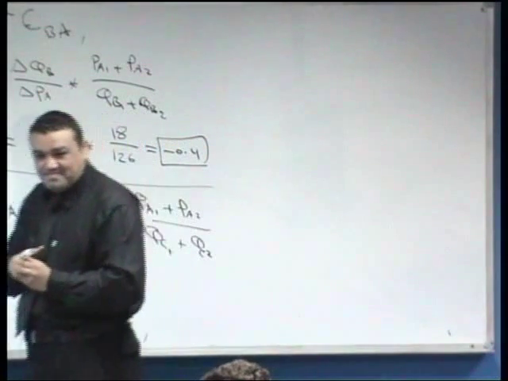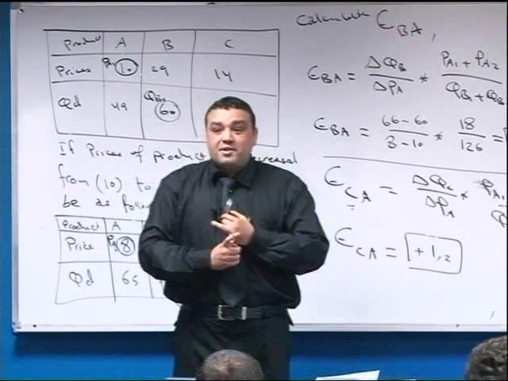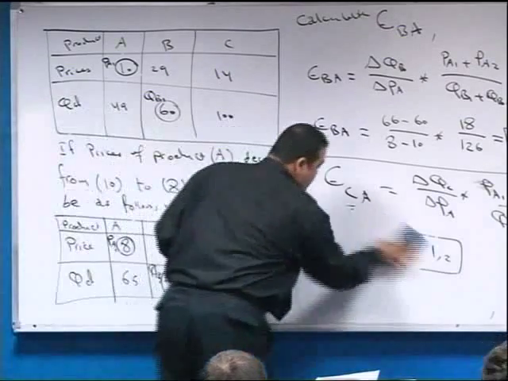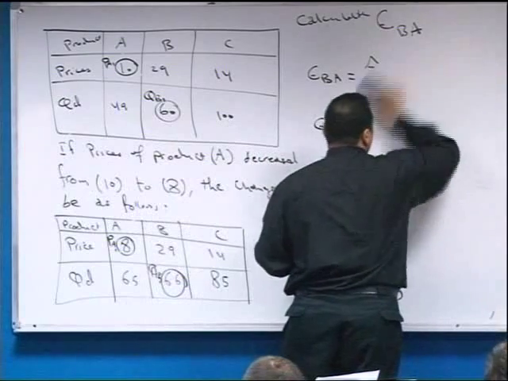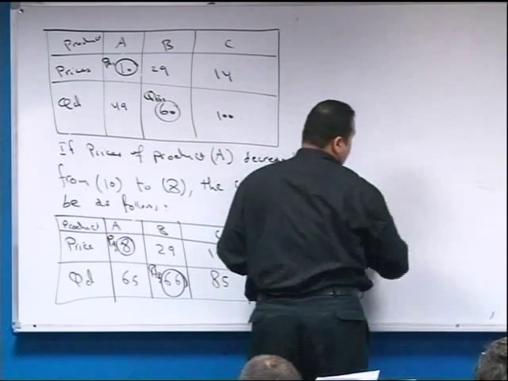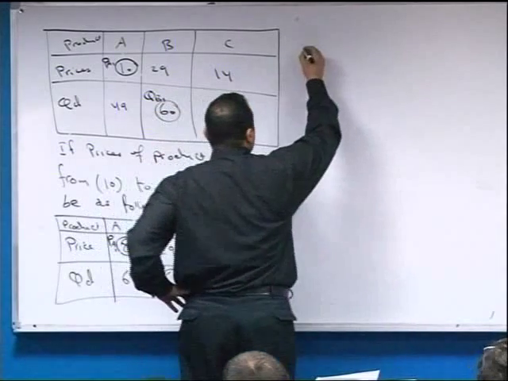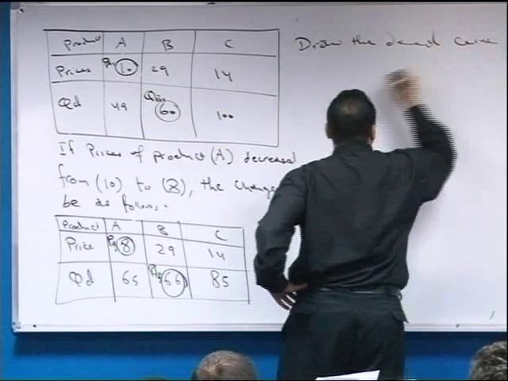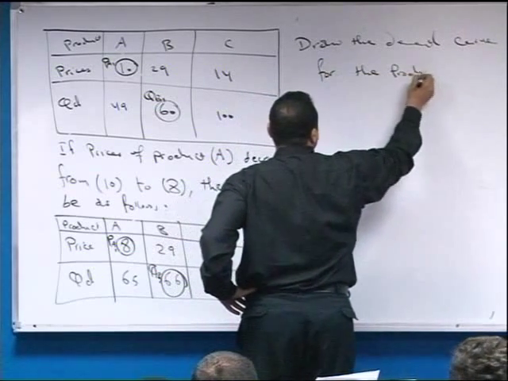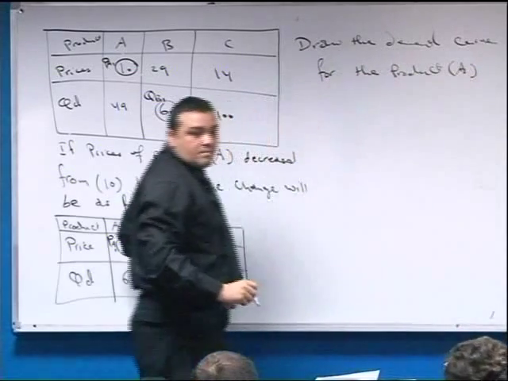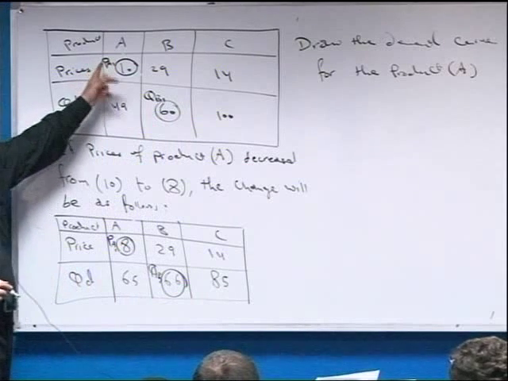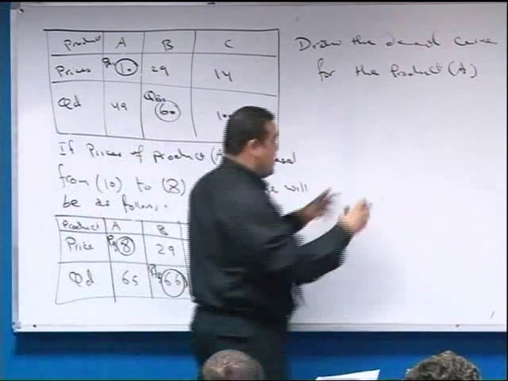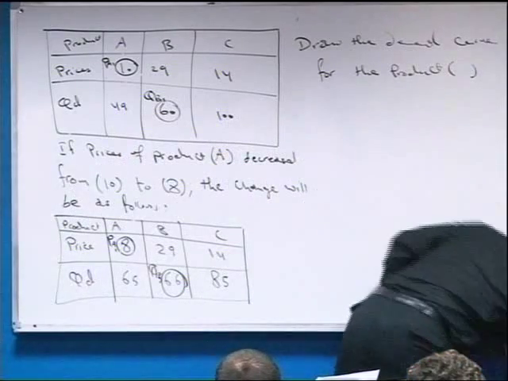But I have another question. Draw the demand curve for the product A and explain the level of elasticity and the type of elasticity for the product A. As you see, the price of the product A is, no, I want the demand curve for the product B, not A. I want you to draw the demand curve for the product B.